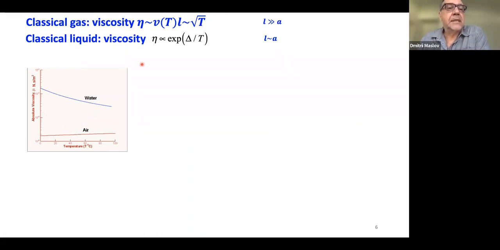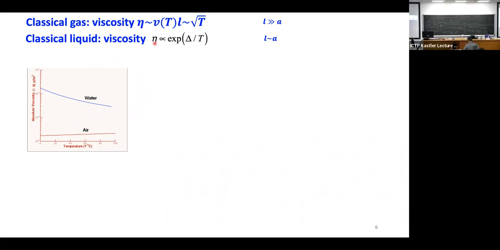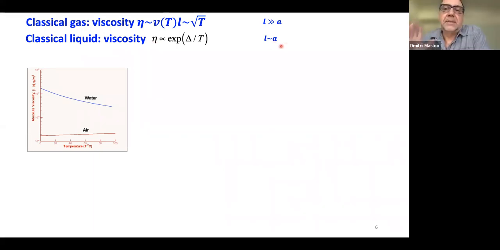But if you think that a classical liquid is anything like a classical gas, just with higher density, we would be totally wrong, because the viscosity of classical liquids follows a totally different law. It's actually an Arrhenius law, and here is the viscosity for water. And this is because the molecules of a classical liquid cannot travel long distances. There is no mean free path. And if we want to talk about mean free path here, this mean free path is on the.